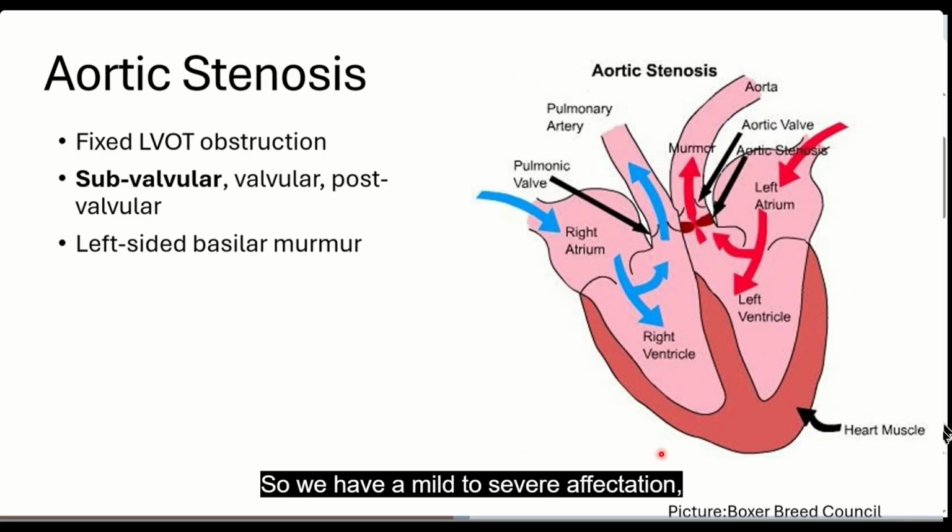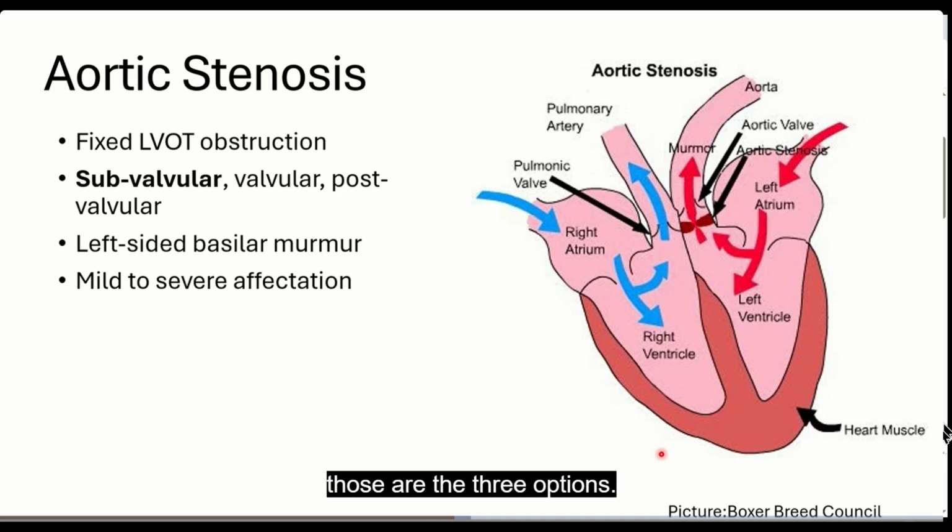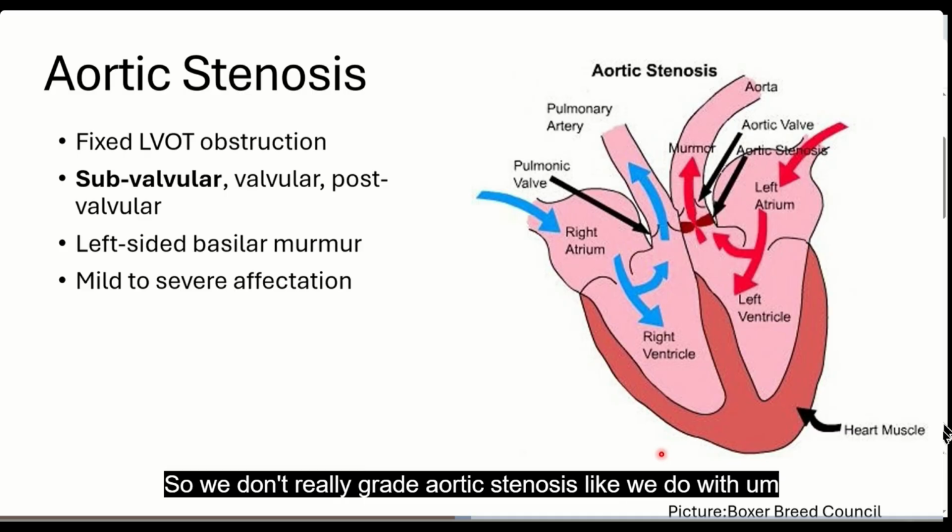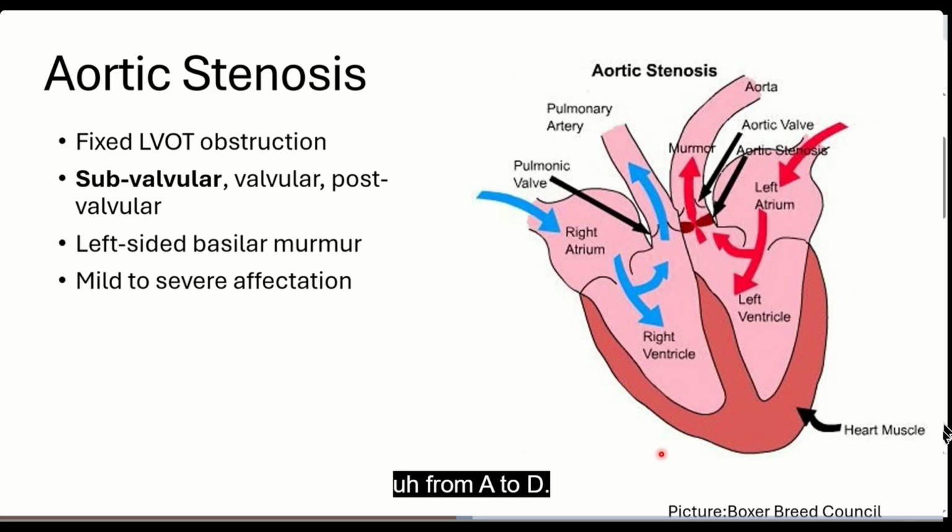So we have a mild to severe affectation. It's mild, moderate or severe. Those are the three options. So we don't really grade aortic stenosis like we do with the valvular disease from A to D. We have a mild, moderate and severe.